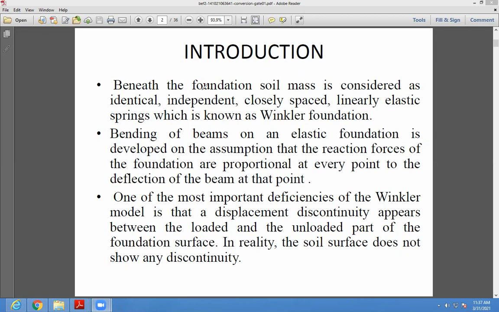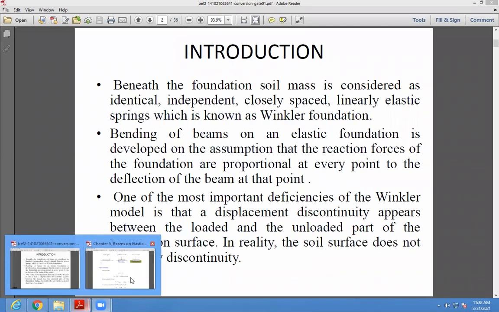So before that, below the foundation the soil mass is considered as identical and independent, closely spaced, linearly elastic springs, which is known as Winkler foundation. So we have to use this concept in the case of beams on elastic foundation, right? So what is Winkler foundation?